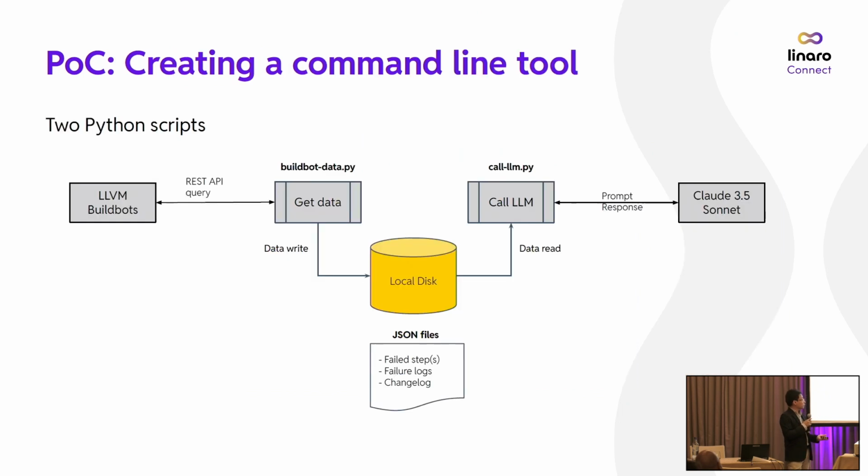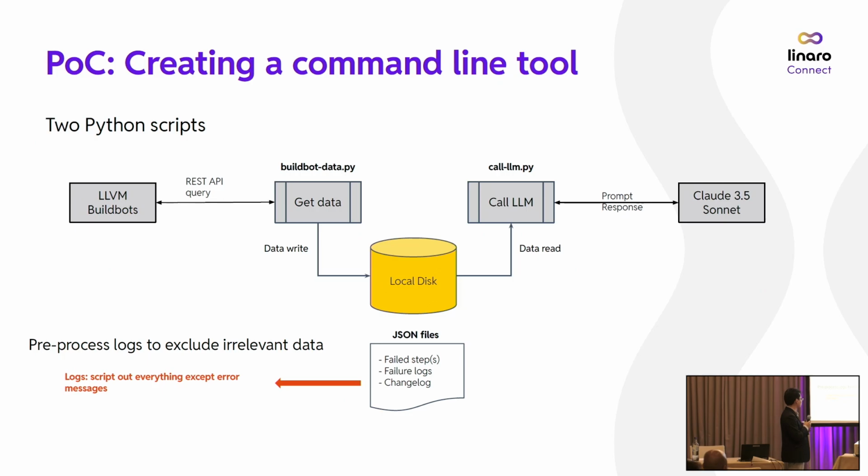And this is actually implemented as just a couple of scripts. One will fetch the data from the buildbot, and the other will use that data to call the model and get the response. When we fetch the data from the buildbot, we'll be getting the failed steps, the failure logs, and the change log between a good build and the bad build. For the failure logs, we are pre-processing them, removing everything that's irrelevant. So it's basically the error message that remains.